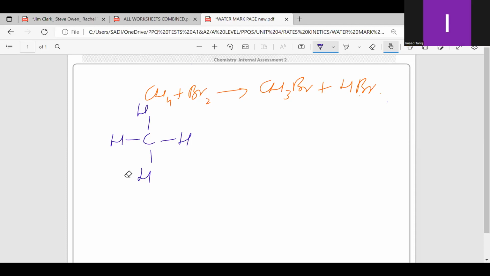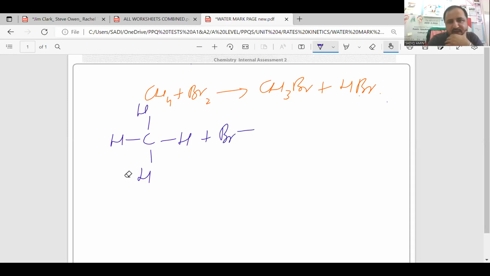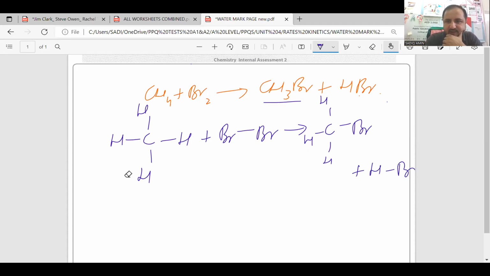Now the other expanded version is Br with another Br. It's Br2. And what do we have on the other side? We have C with H and H, all 3 hydrogens are there, and there's one Br connected. And then we have HBr, which is H with a Br.